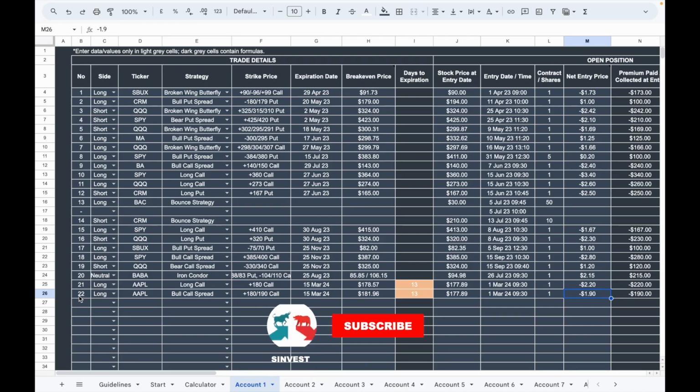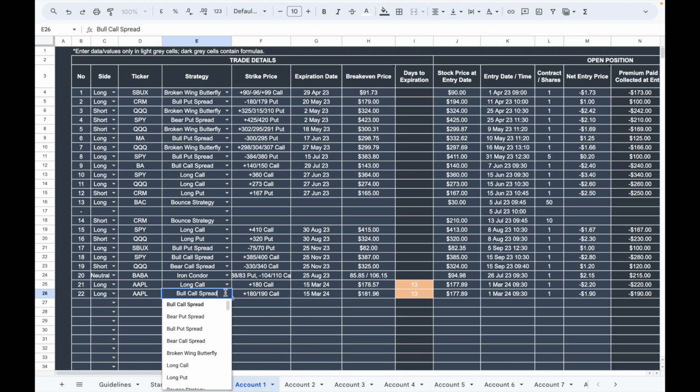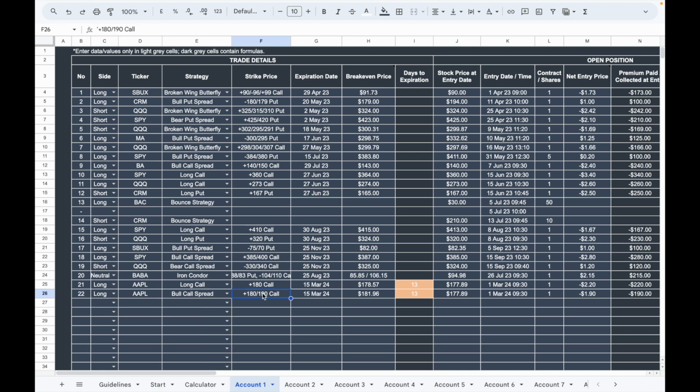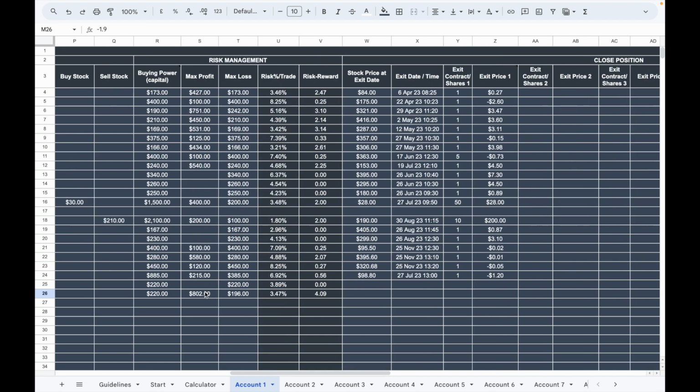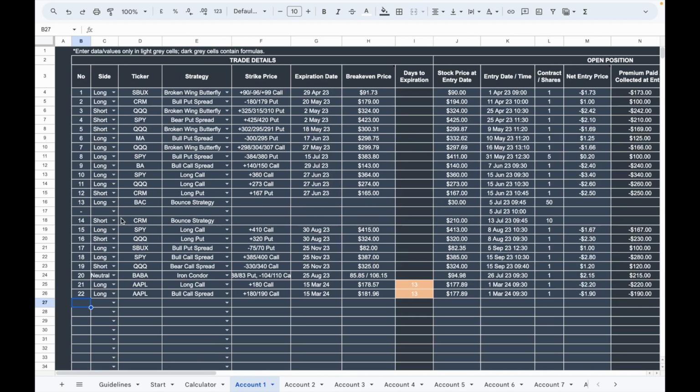On the trading journal, input your trade number, select the trade direction from the drop-down list, input the stock ticker, select the strategy name from the drop-down list, input the strike price of the trade, input the expiration date and the break-even price, input the entry date and time, input the number of contracts, input the net entry price. On the risk management section, input the buying capital, input the maximum profit of the trade and maximum loss of the trade.